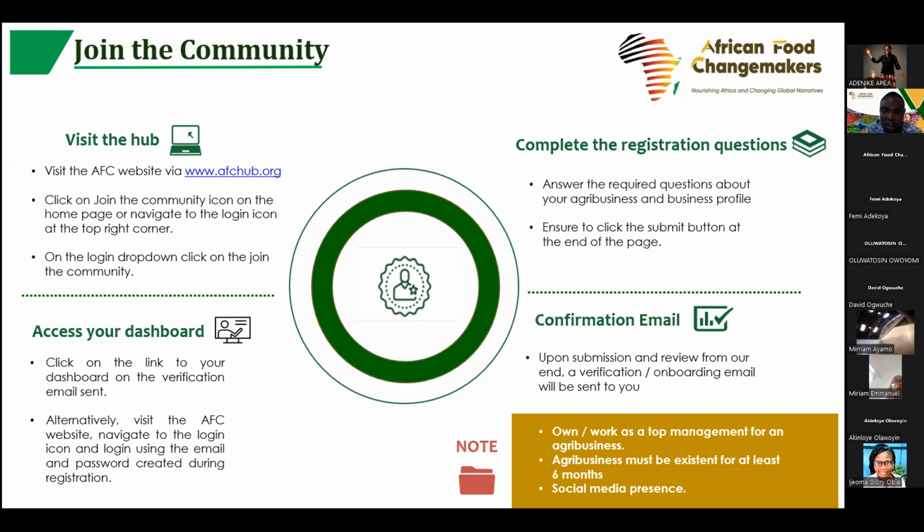Our membership is open to entrepreneurs who own or work as top management for an agribusiness. Either you're a farm manager, a CEO, or a co-founder of the business. And also, an additional requirement is that your agribusiness must be in existence for at least 6 months before joining the AFC community, or rather, before signing up.